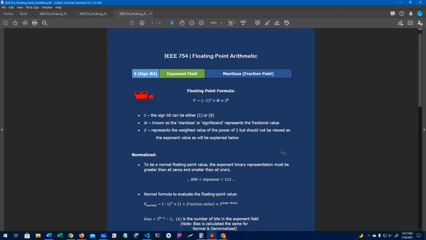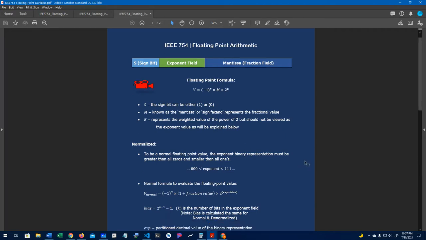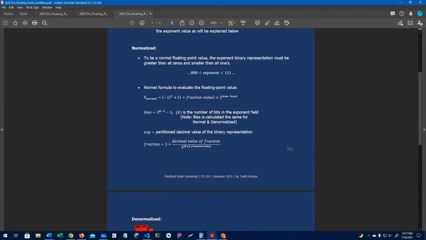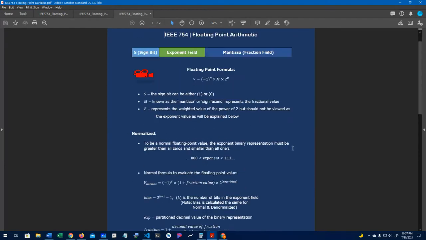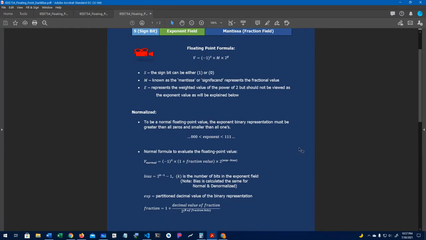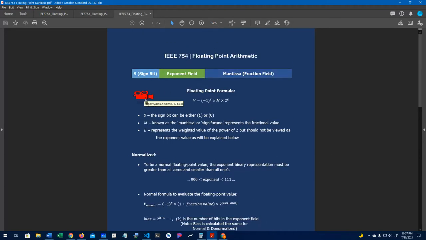well. So, defining what each one of these variables mean, what they represent anyway, as well as the normal and denormalized formulas. So, these are correct. Spelling may not be, but the steps to get to the solution are. Each one of these cameras represent a link. They'll take you to a YouTube video.